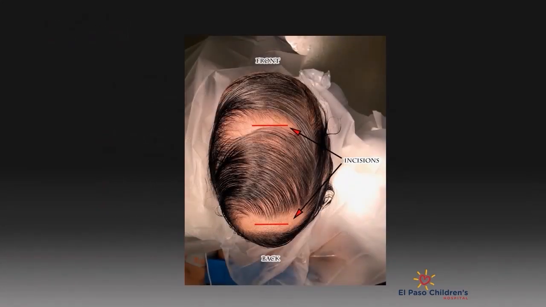Shown here are the locations of the two incisions. The anterior incision is behind the anterior fontanelle, and posterior incision is immediately in front of lambda.